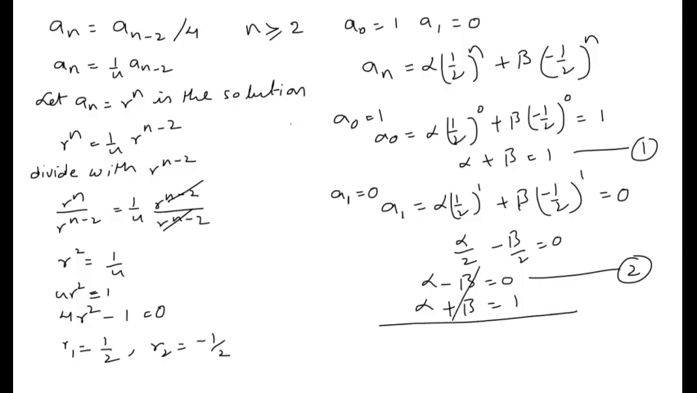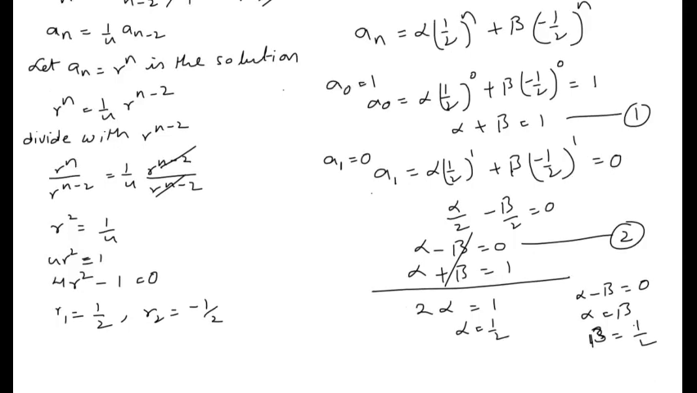And if you add these two things, minus beta plus beta will be cancelled and 2 alpha is equal to 1. So alpha equal to 1 by 2. So when you substitute this one, so alpha minus beta is equal to 0. Its meaning is alpha is equal to beta. So beta value is also 1 by 2.